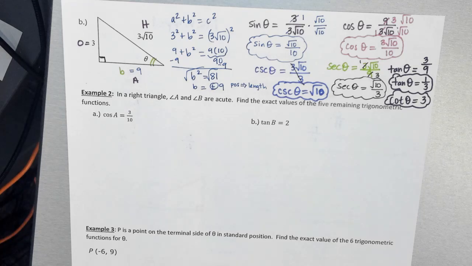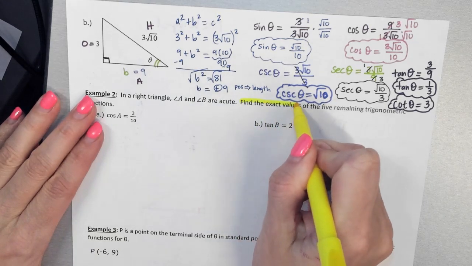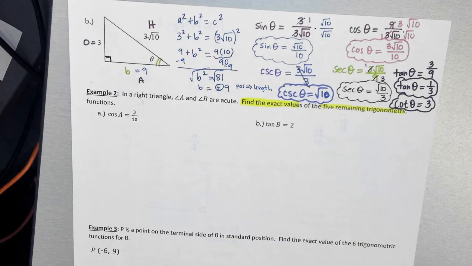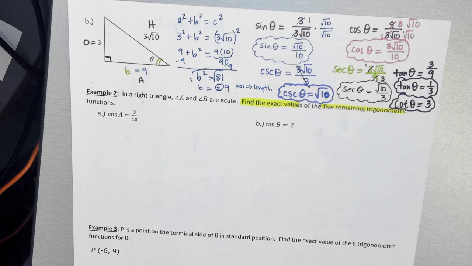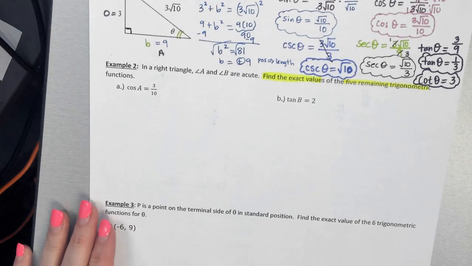In example 2, it says, in a right triangle, A and B are acute. We are going to find the exact values of the 5 remaining trigonometric functions. So they give you one trig function, you have to find the other based on this information. Instead of using theta, they are telling you that this cosine is of angle A.